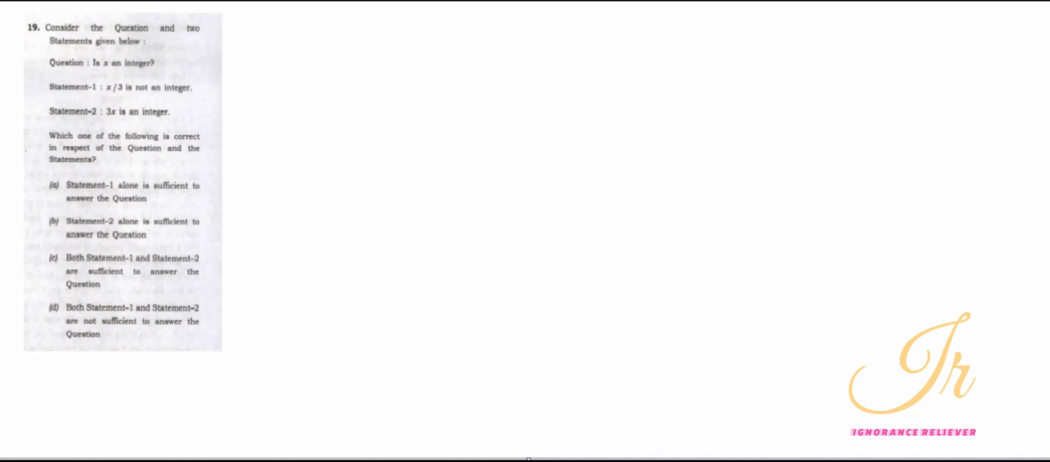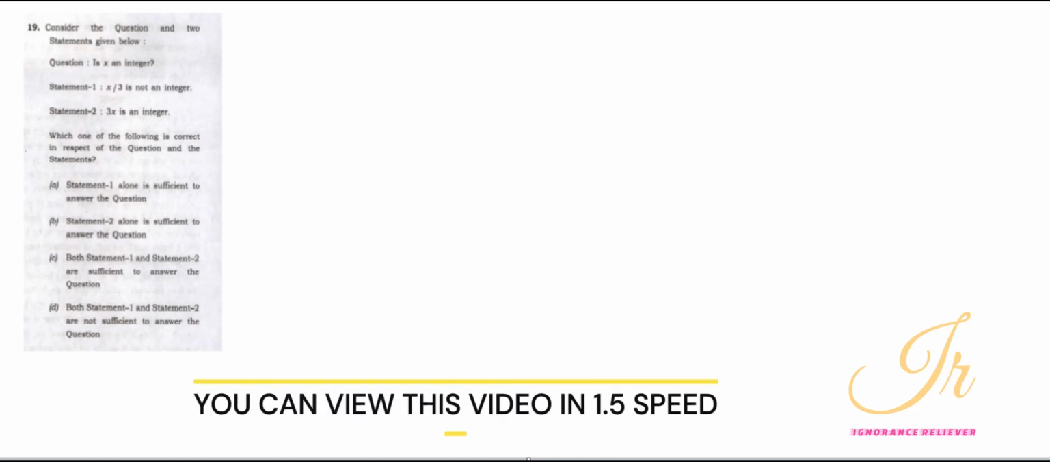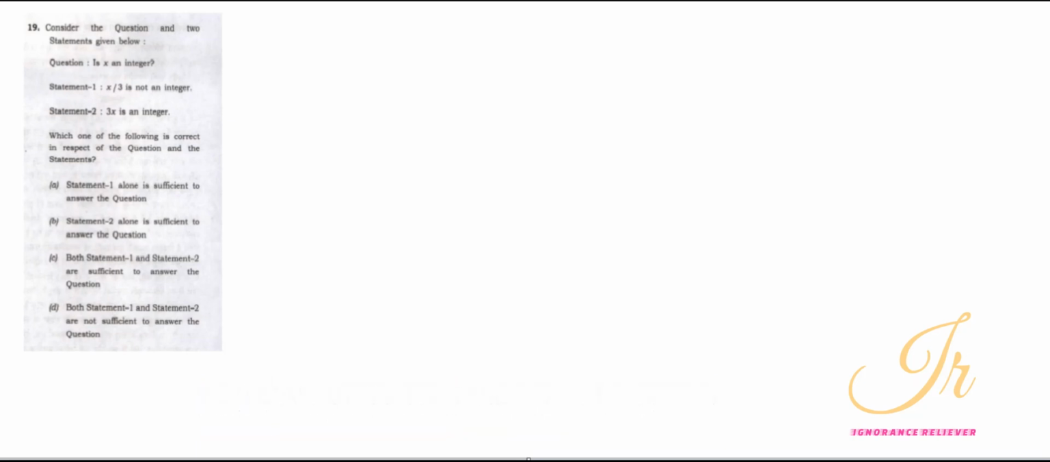So hi, and in this question, we have to find whether x is an integer or not, and we have to check this using the given two statements. Statement one reads: x by 3 is not an integer. That means if you substitute the value of x, it should not be an integer. That means it can be a fraction or even a decimal. So there are only two possibilities, right?